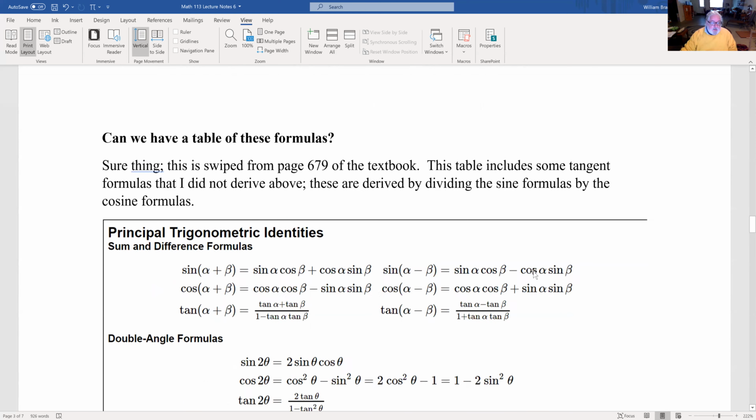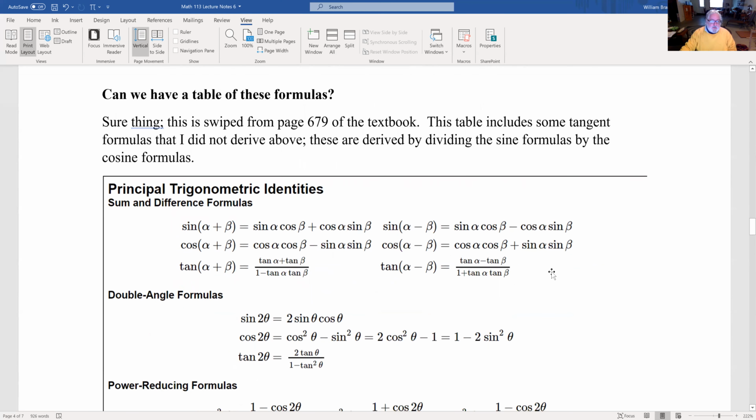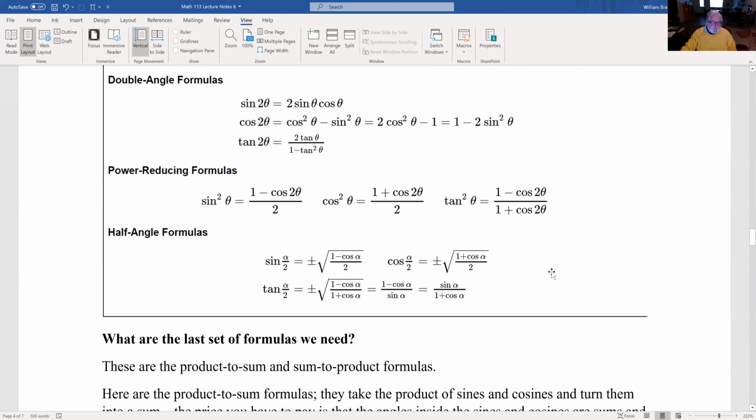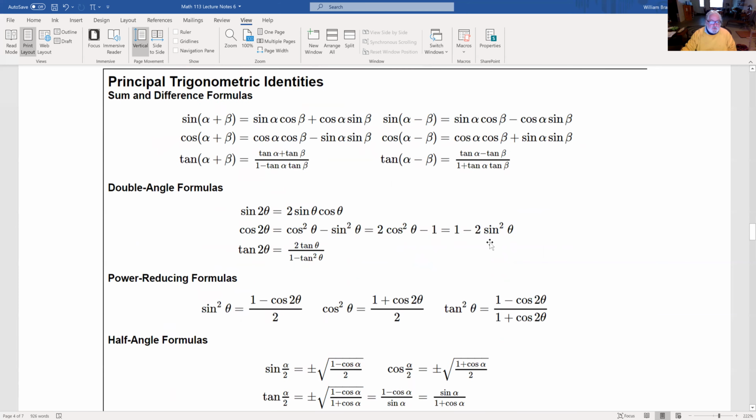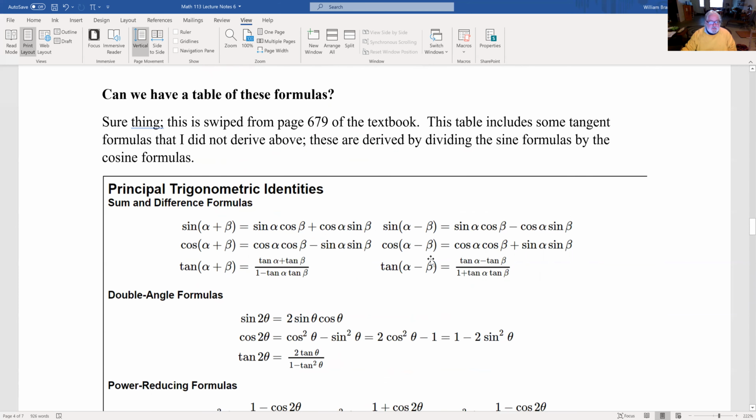Okay, so here's a table of these formulas. Right, so sum and difference formulas, double angle formulas, power reducing formulas, half angle formulas. We've talked about the double angle formulas, the power reducing formulas, and the half angle formulas. Sum and difference formulas are going to come up. I swiped this from page 679 in the textbook.